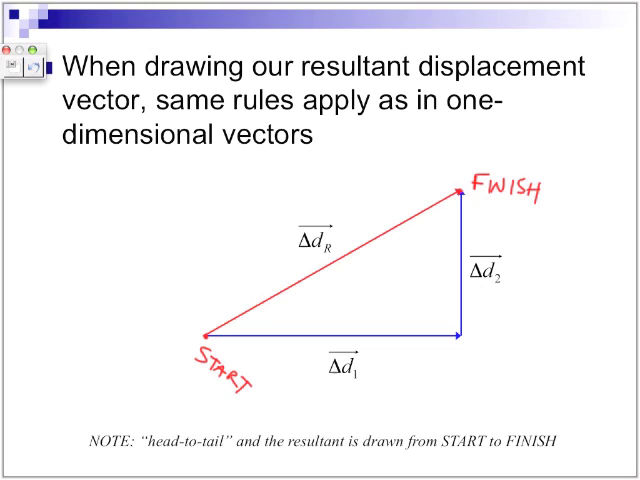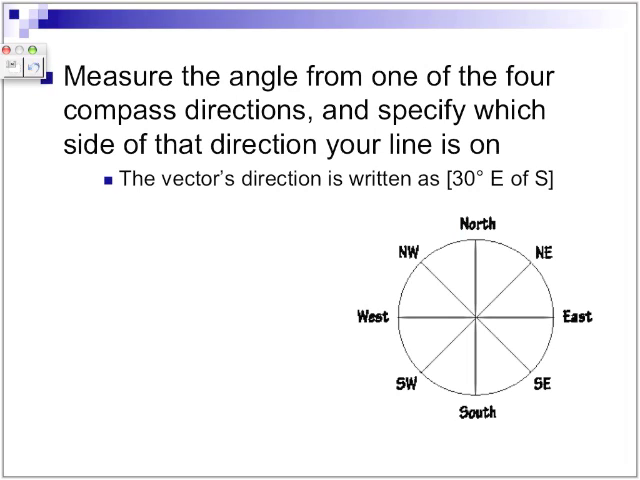But before, we were able to use the algebraic model to find the length of this diagram. But that old model of delta D1 plus delta D2 plus delta D3 that we learned in the previous lesson will not work. However, we can use some other mathematical model. What can we use? Yeah, the Pythagorean theorem, exactly. So we can use that, but that's only if we create what kind of a shape? Right angle triangle. Measure the angle from one of the four compass directions and specify which side of that direction your line is on. So the vector's direction is written as 30 degrees east of south.